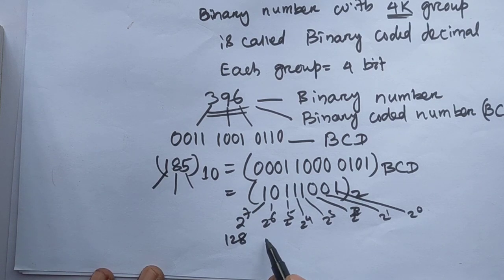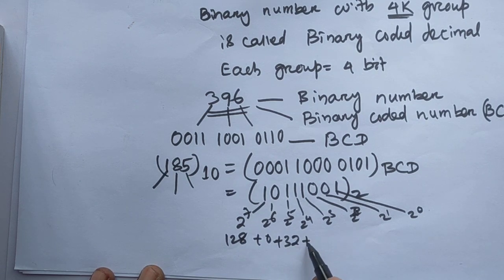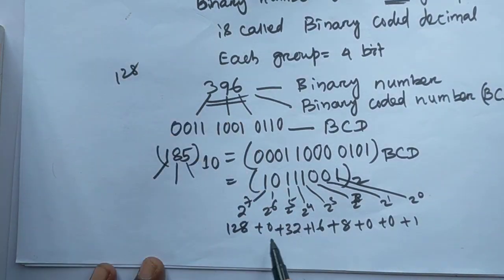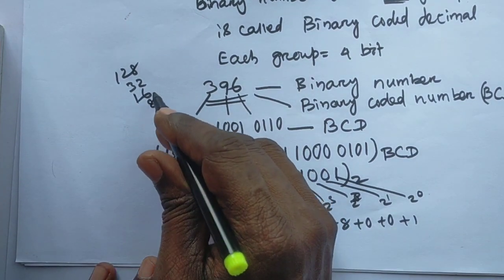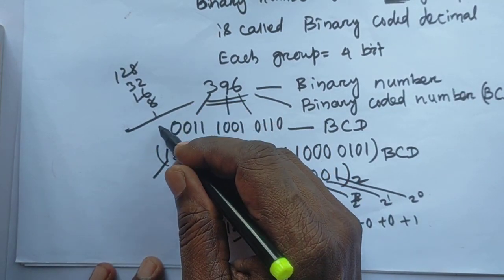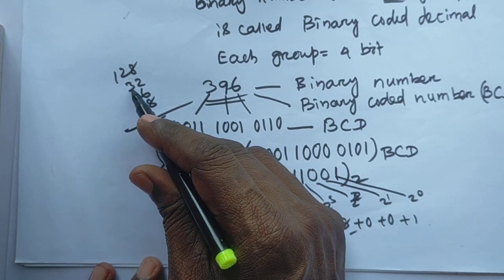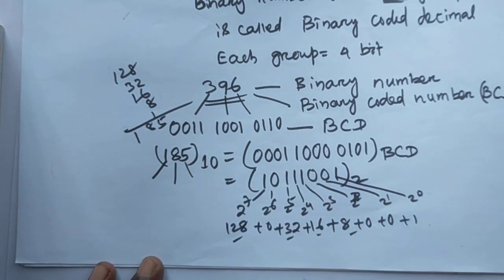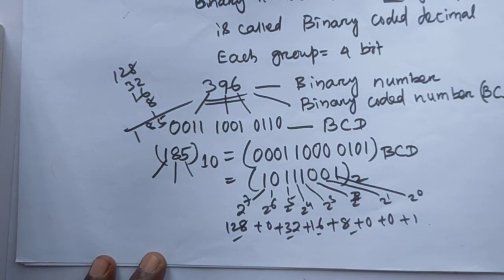So this is 128. This is a 0, no problem, this is a 0, this is 32, this is 16, plus 8, 0 plus 0 plus 1. If we add, we can get 185, because you see 128, here is 32, here is 16, 8, 1. Okay, 185. So the binary number for 185 is this one.